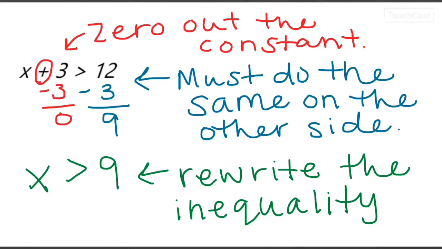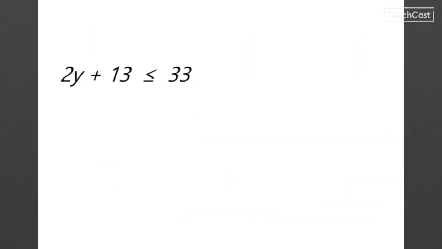Now it is not greater than or equal to, so it cannot equal 9, but it could be 9.1 or 9.0001 or any infinite amount of numbers bigger than the number 9. Our next practice problem is 2y plus 13 is less than or equal to 33.